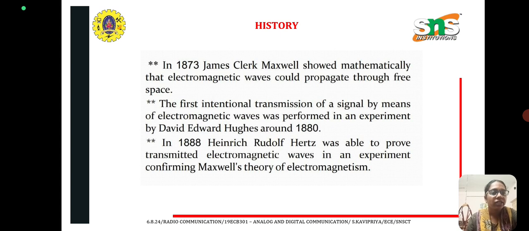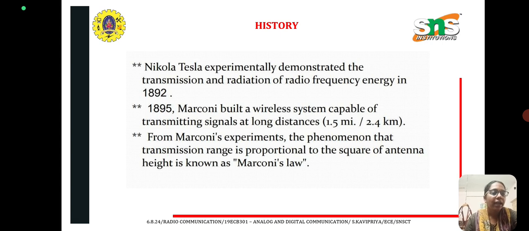In 1873, James Clerk Maxwell showed mathematically that electromagnetic waves could propagate through free space. The first intentional transmission of a signal by means of electromagnetic waves was performed in an experiment by David Edward Hughes around 1880. In 1888, Heinrich Rudolf Hertz was able to prove the existence of transmitted electromagnetic waves in an experiment confirming Maxwell's theory of electromagnetism. Nikola Tesla experimentally demonstrated the transmission and radiation of radio frequency energy in 1892. In 1895, Marconi built a wireless system capable of transmitting signals over long distances.